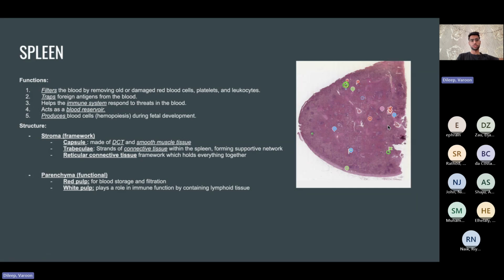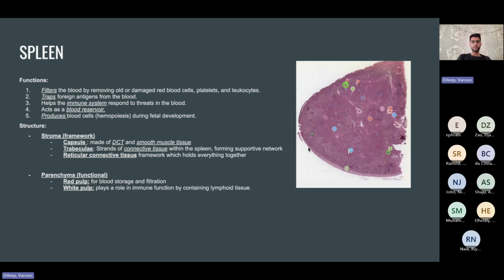When we talk about the structure of the spleen, it's divided into two basic parts. We have the stroma, which forms the framework of it, and the parenchyma, which forms the functional part of it. The stroma is made up of the capsule, trabeculae, as well as reticular connective tissue. The capsule is made up of dense connective tissue, which you see on the outside, as well as smooth muscle cells.